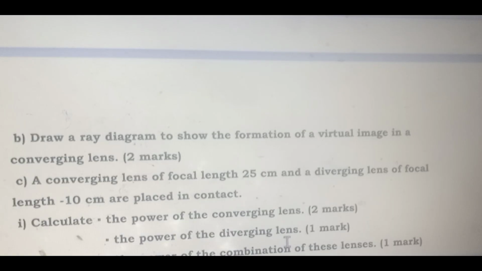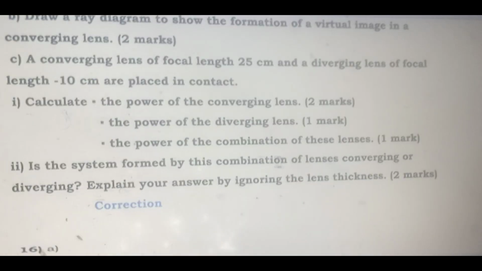And the power of the combination of lenses is equal to the total power, which means it is equal to the power of the converging lens plus the power of the diverging lens. According to the sign we get for the power of the combination, we can tell whether it is converging or diverging. If you get a positive sign, the combination is converging. But if you get a negative sign, the combination is diverging, because the focal length of a diverging lens is always negative.